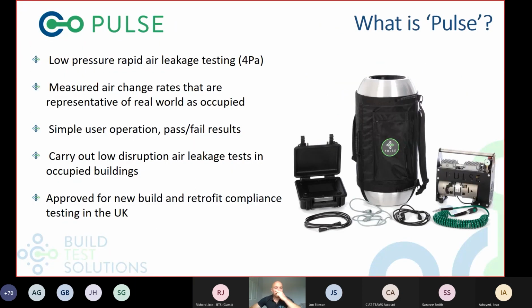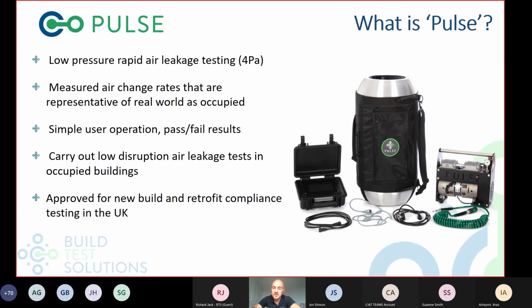So moving on to Pulse. As I say, new on the block, it's a compressed air based alternative to the fan method. And its primary USP is the measurement of air leakage directly at 4 pascals. So if you were to sample the pressure difference between inside and out of the building over the course of the seasons, the course of a year, the average would be 4 pascals.